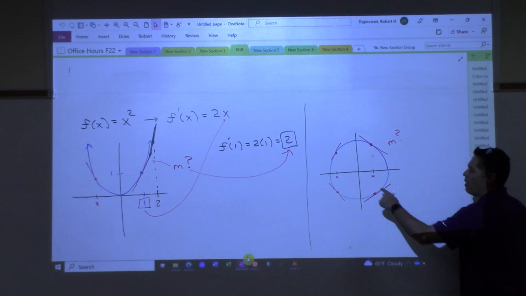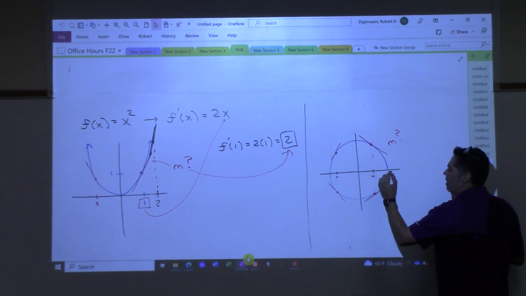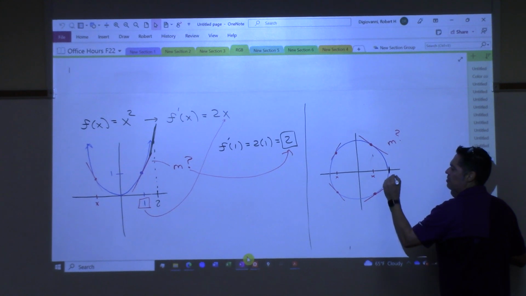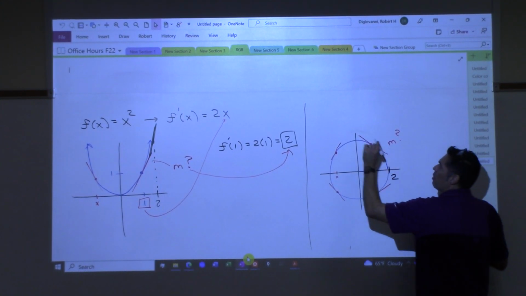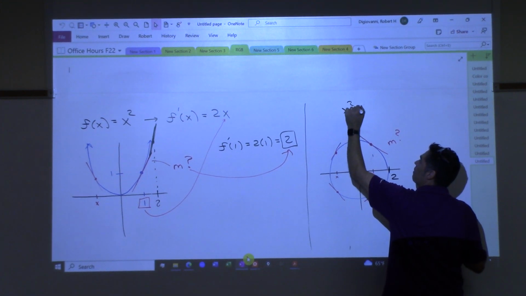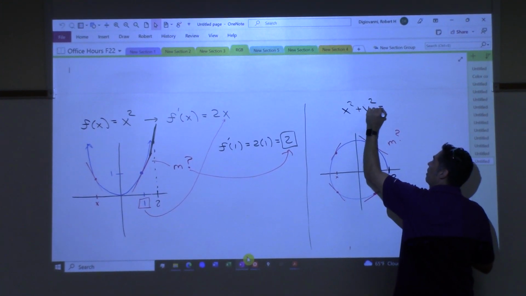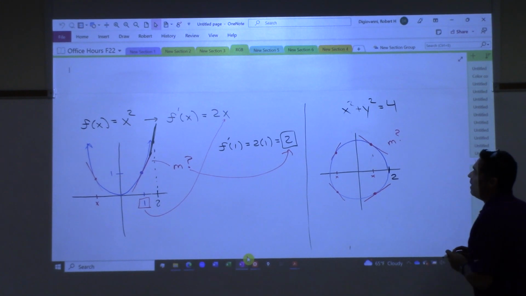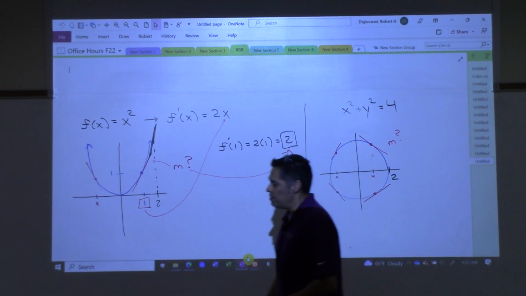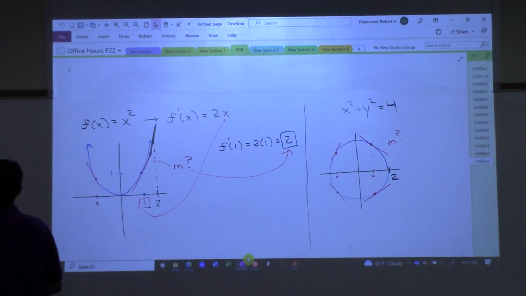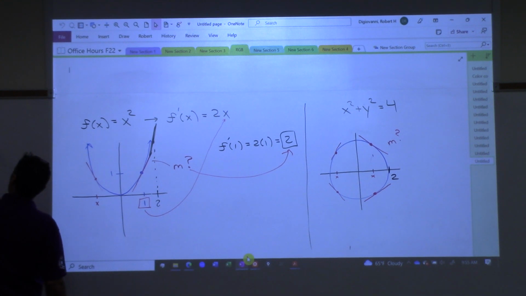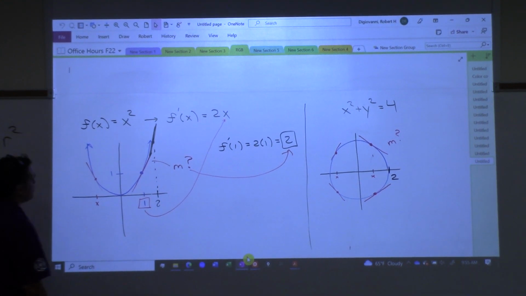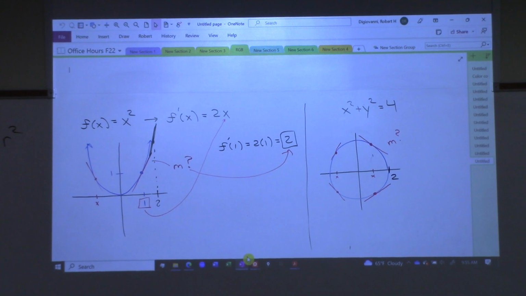So let me give you the equation of this circle. I didn't give it a radius, but let's say it has a radius of 2. Then here's the equation of that circle: x squared plus y squared equals 4. Especially from my pre-cal students, I'm expecting you all to remember this formula from pre-cal, this is the generic equation of a circle that has a center.